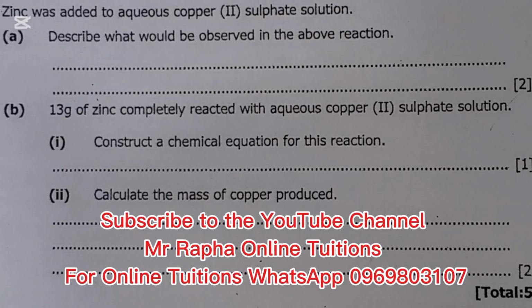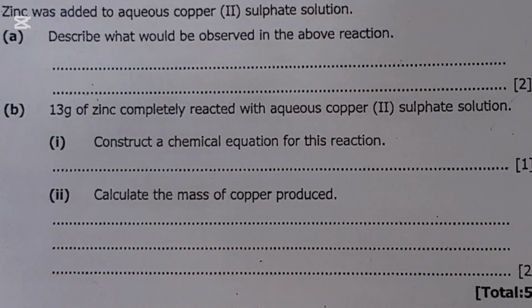So you need to understand that zinc is reacting with copper 2 sulfate. This type of reaction is called a displacement reaction. In this reaction, it will take place because zinc is more reactive than copper. So copper will be displaced by zinc.